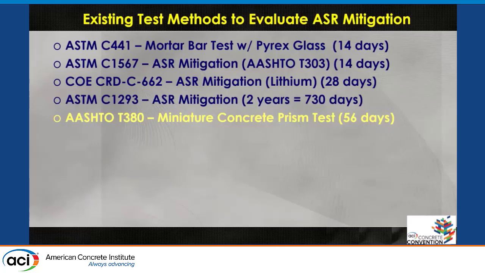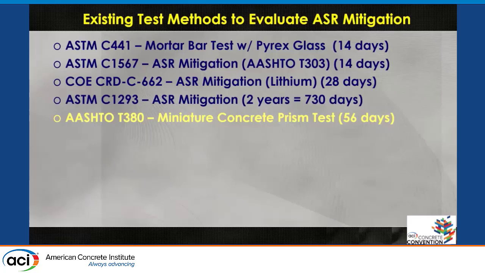If there were any test methods in all of this that came a little close to evaluating job mixtures, probably C441 was one of those. Obviously 1567, 1293, these certainly you can use to evaluate binder compositions and how they mitigate ASR.